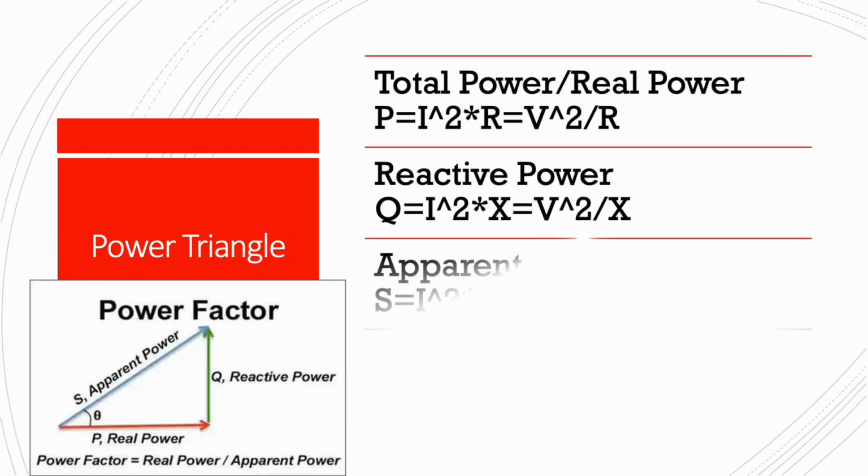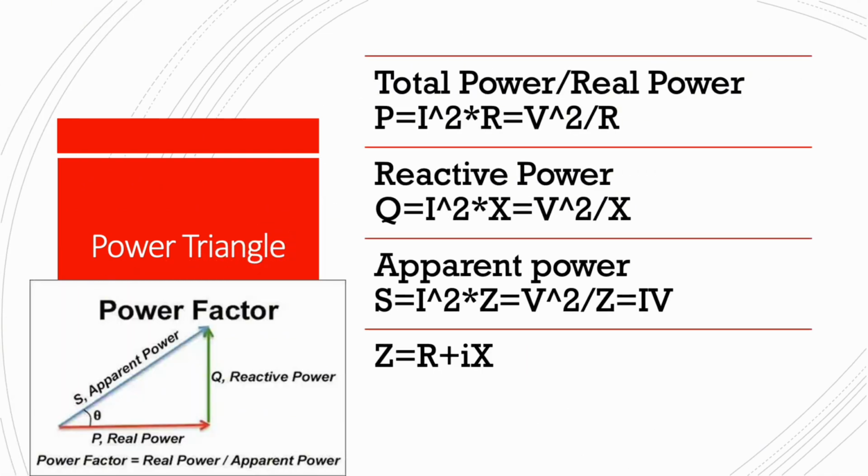The power triangle. Total power or real power is proportional to the circuit's resistance. It is the useful power. Reactive power is a proportion of the electrical power that does not perform useful work but is necessary to maintain the voltage levels and magnetic fields in the circuit, and is associated with the energy stored and released by reactive components. The reactive power is proportional to the circuit's reactance.